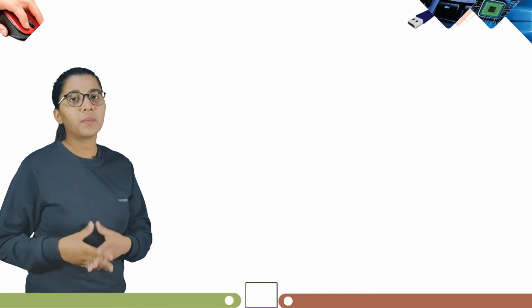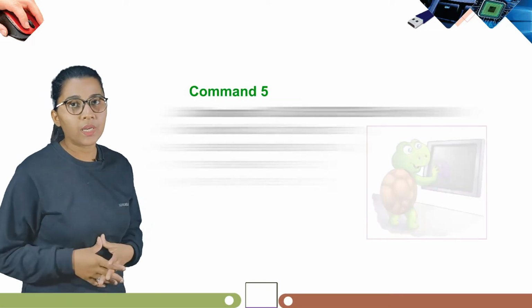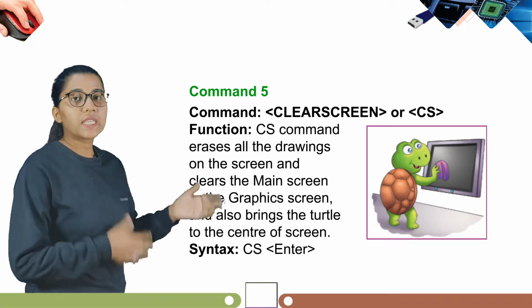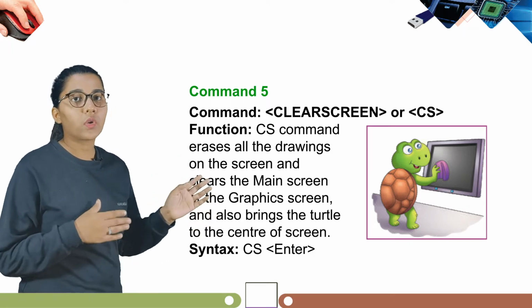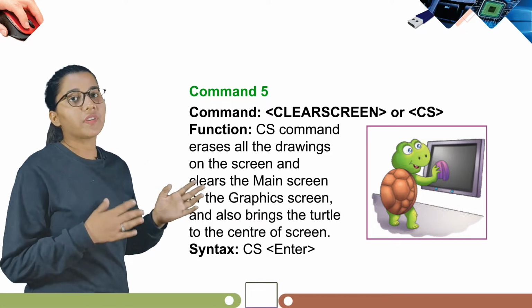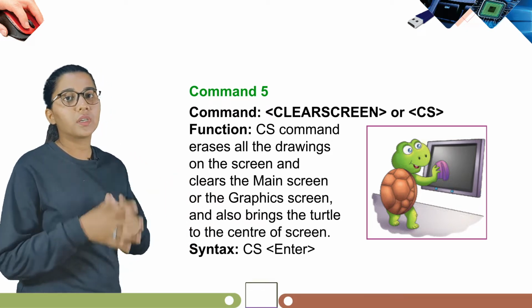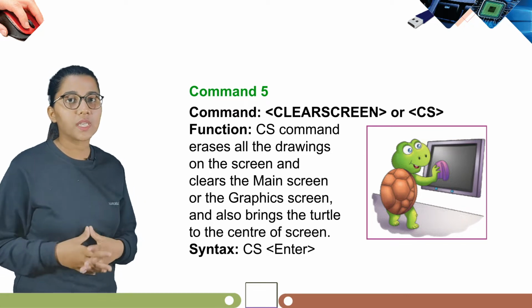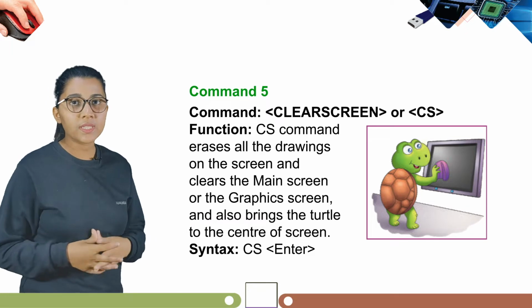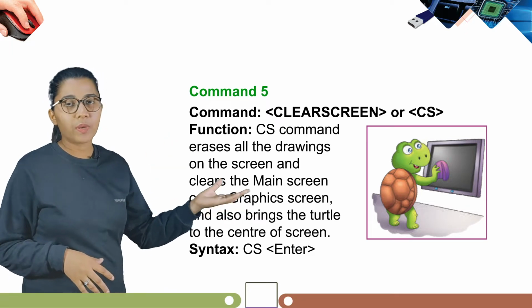Now our next command is command 5. Command clear screen or CS. Function: the CS command erases all the drawing on the screen and clears the main screen or the graphic screen, and also brings the turtle to the center of the screen. Syntax is CS or enter. Now students, here you can see the picture of command 5.